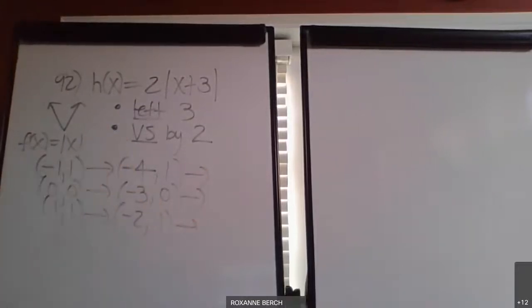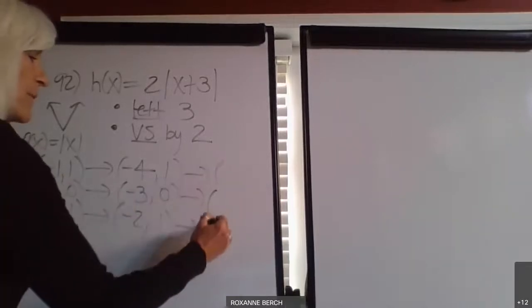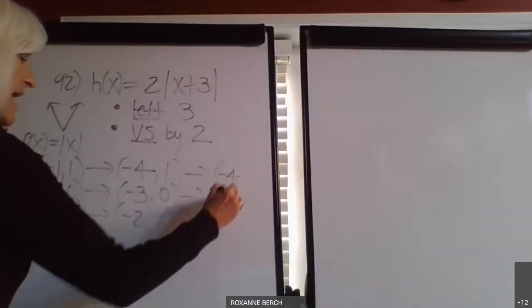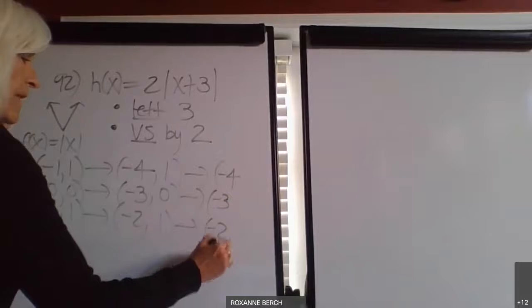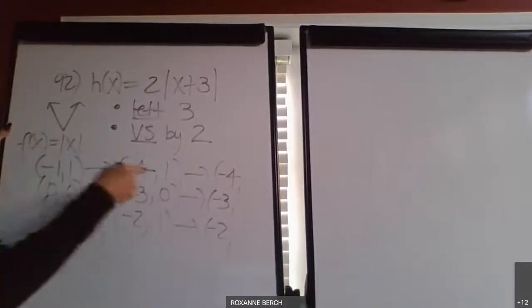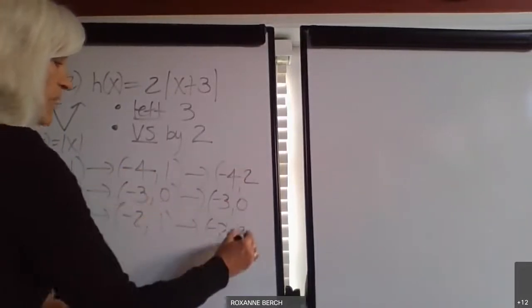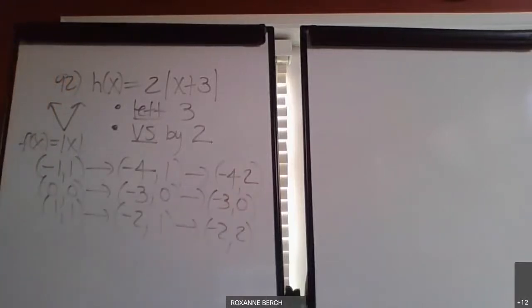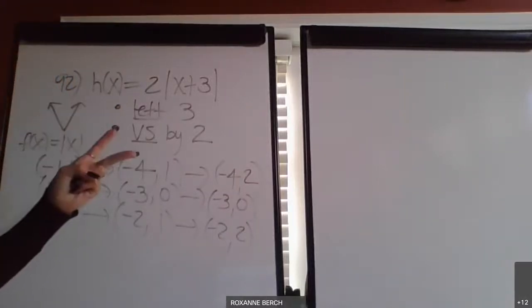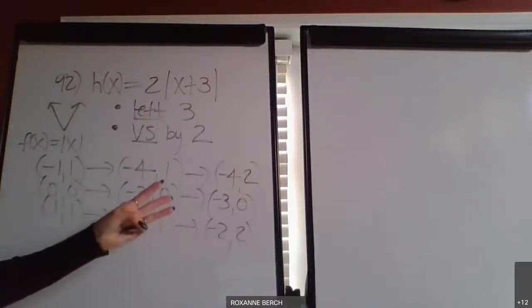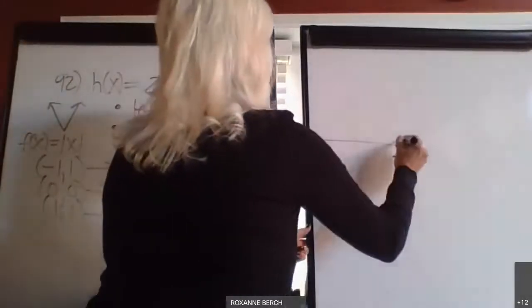Vertical means y. Vertical stretch means we're going to transform it, so the x stays the same, and we're going to multiply the y by 2. So those are 3 things so far. You're going to draw the picture, you're going to state the transformation, you're going to show the transformational points, and then you're going to graph it.